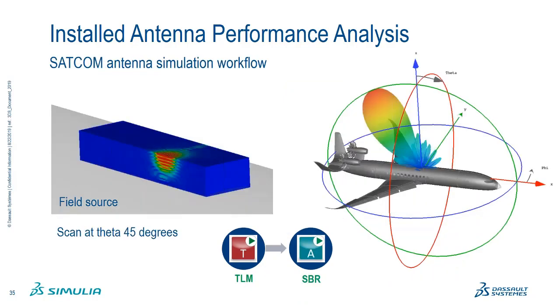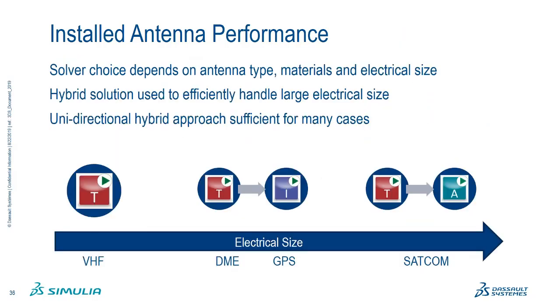Finally, we consider the installed performance of the satellite communications array. For this, a hybrid transient asymptotic solution is used. Transient solver is used for the detail of the array, including its radome. The asymptotic solver is used for the platform, since the aircraft is electrically huge at the satellite communications frequency of around 14 gigahertz. We can run a parameter sweep to change the array scan angle and check for any directions where the aircraft geometry affects the main beam or side lobe levels. So we have seen how different methods can be combined to handle what would otherwise be very challenging simulations.